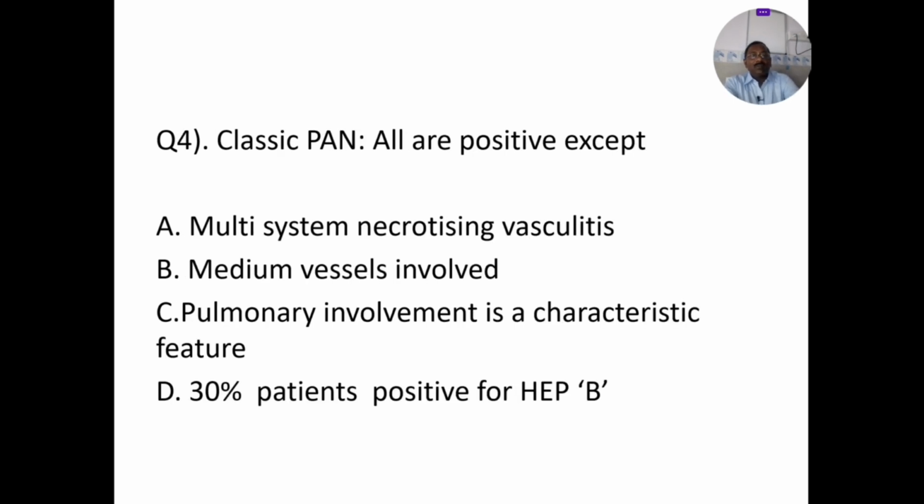Classic PAN. All are positive except multisystem necrotizing vasculitis. Yes or no? Yes. Medium vessels involved? Yes. Pulmonary involvement is a characteristic feature. 30% patients positive for Hep B. C, Calcutta is the right answer. Here the pulmonary involvement is rare. Okay. It's not a characteristic feature in PAN. Polyarteritis nodosa, it's a multi-system disease. Medium vessel involvement. 30% Hep B. But the pulmonary involvement is almost rare.